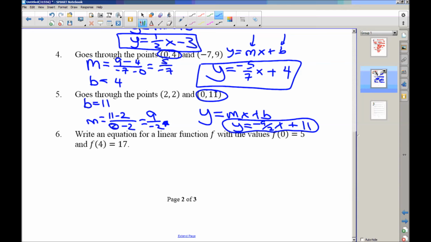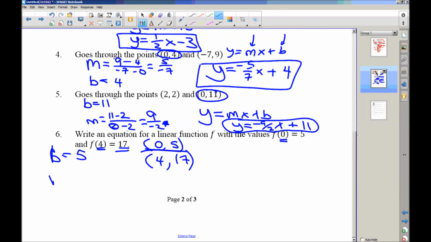All right. Write an equation for a linear function f with the values f of 0 equal to 5 and f of 4 equals 17. So this means when the input is 0, the output f is 5. And this one down here means when the input x is 4, the output would be 17. Okay? So here I can see my f-intercept, which is 5. It comes from this point right here. 0, 5 is going to be on our f-axis.